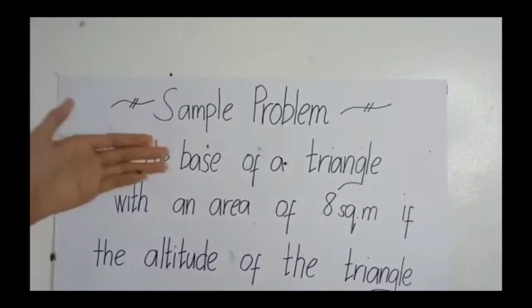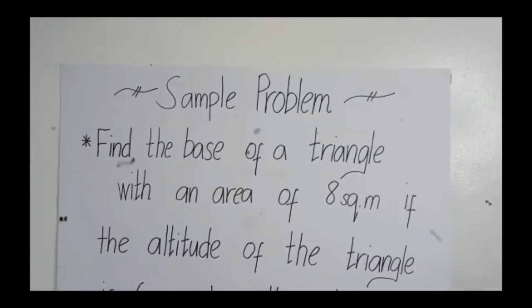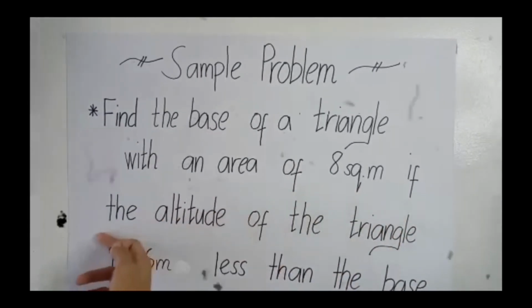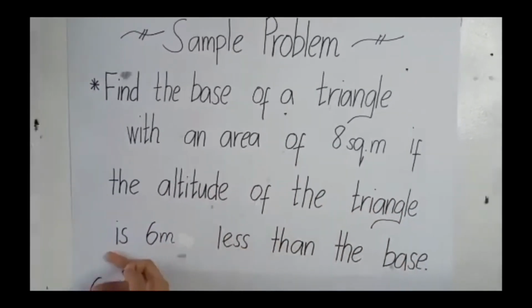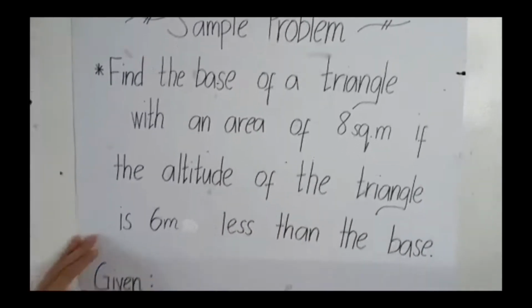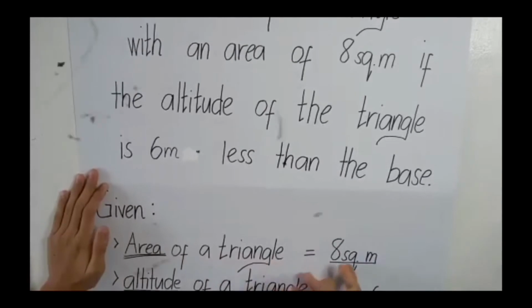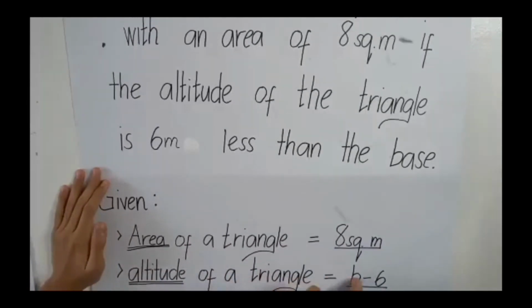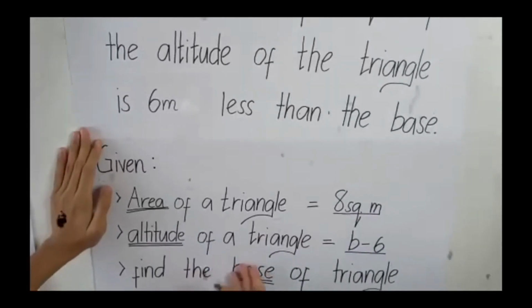So guys, this is the sample problem. Find the base of a triangle with an area of 8 square meters if the altitude of the triangle is 6 meters less than the base. These are the given. Area of the triangle 8 square meters. Altitude of a triangle b minus 6. Find the base of a triangle.